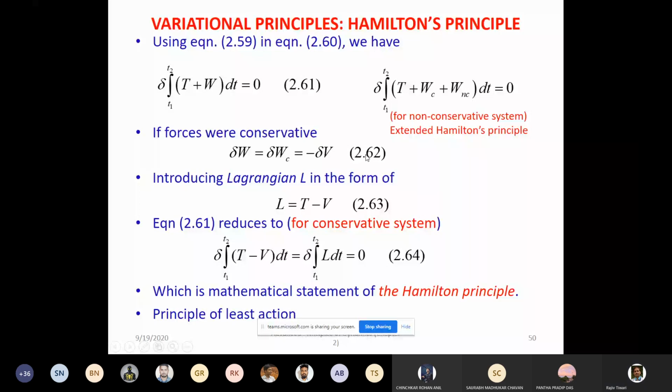And let us define a function, the Lagrangian L. L is defined as kinetic energy minus potential energy. This is the definition of a Lagrangian.